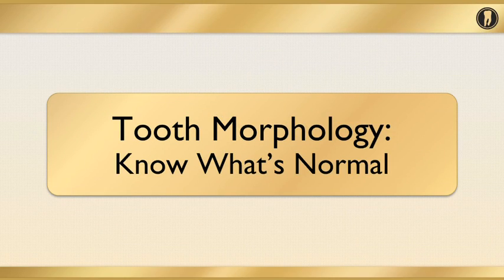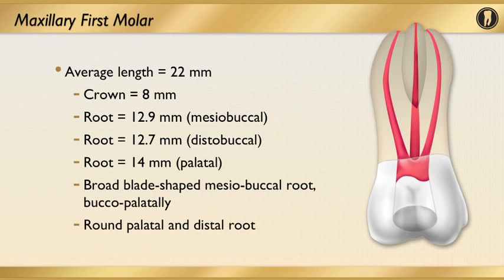So by access refinement, we're providing ourselves with direct line access to the orifice, direct visualization of these orifices, thus limiting the potential of iatrogenic errors or errors during the instrumentation phase. Again, you can see that knowing tooth morphology, knowing what is normal and what is abnormal, is crucial to providing successful access and eventual successful endodontic therapy. Let's take a look at some of these normalities and some of these abnormalities.